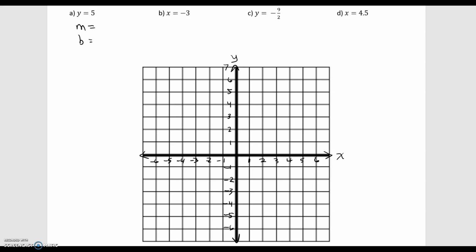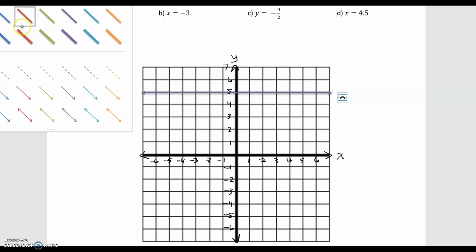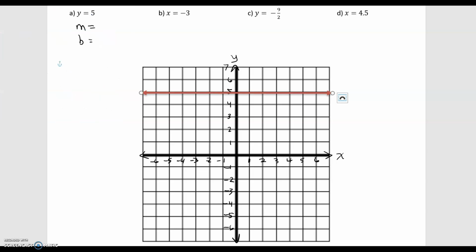So I'm going to grab my line tool. My first equation is y equals 5. That means I have a line that passes through the y-axis at 5. We'll make that a little bit darker so you can see it, and we'll label it. So this is y equals 5. What I have is a horizontal line. We know the slope of any horizontal line is 0. And we can see it passes through the y-axis at 5. So that is my y-intercept. Okay, let's try the next one.